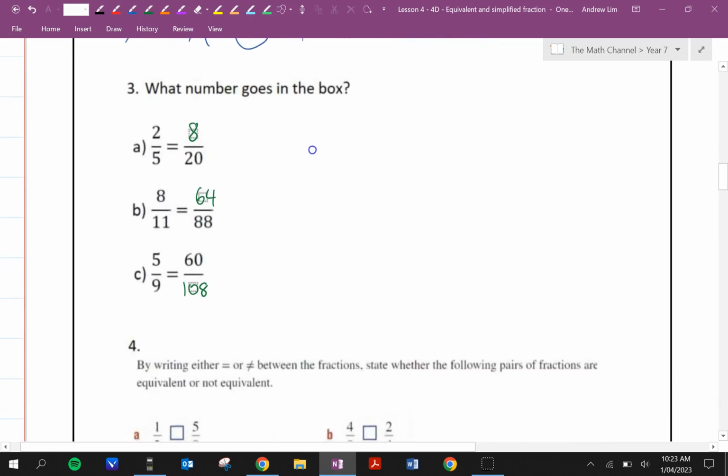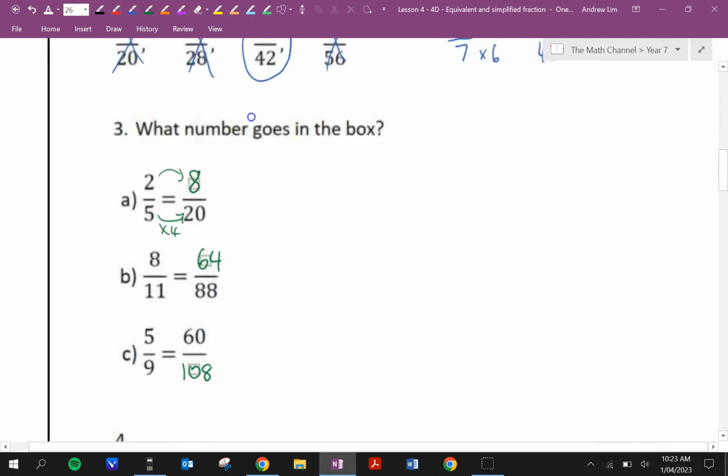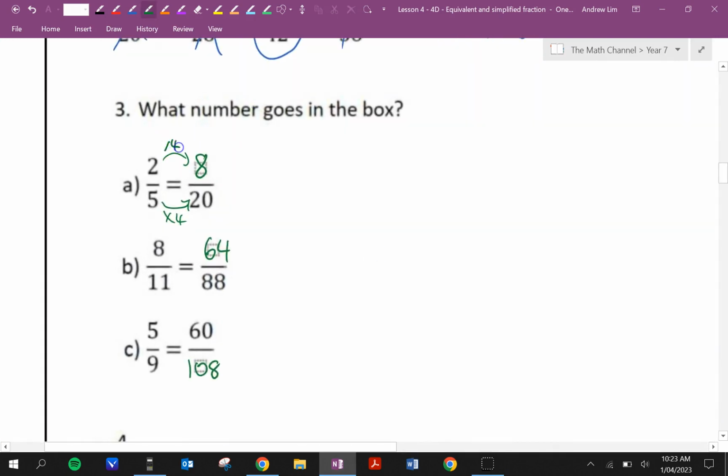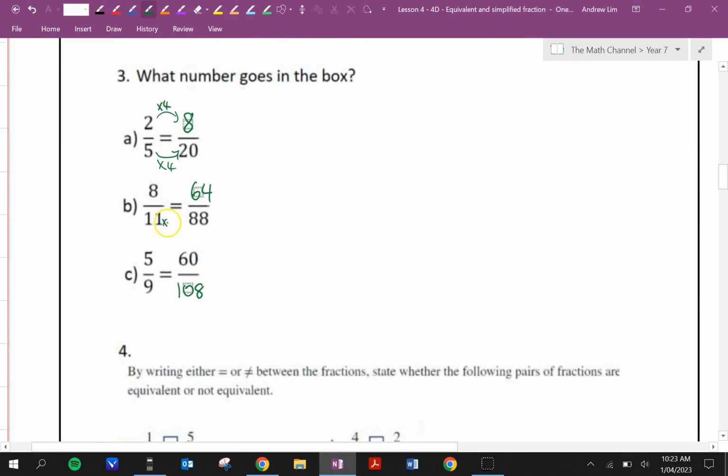For question 3, what number goes in the box? Well, here we can see 5 becomes 20 by multiplying by 4. So we need to multiply by 4 as well to that 2. 2 times 4 is 8. Here, 11 times 8 gives us the 88. So we need to times the top by the same number. 8 times 8 is 64.